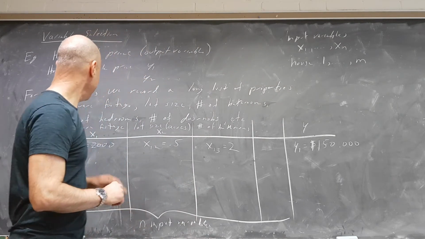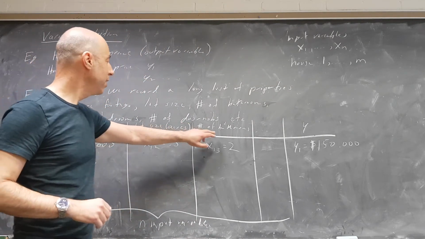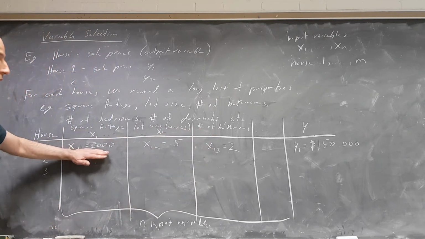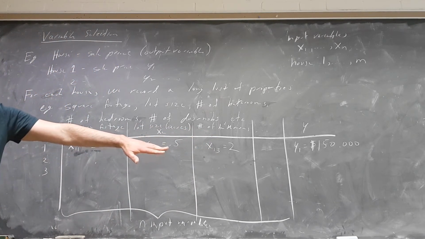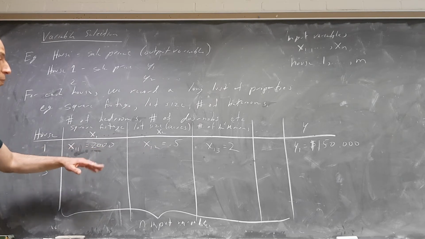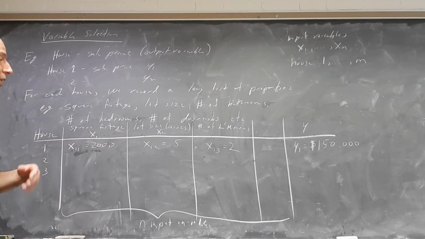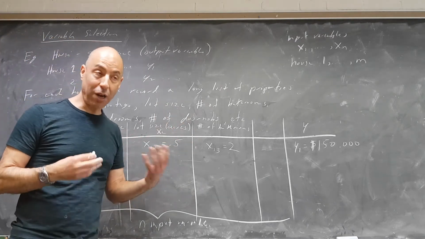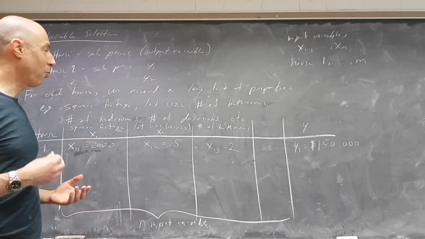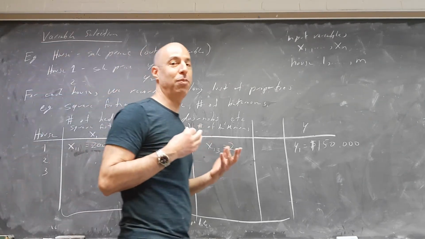Now, if we take a look at these variables, some of them are probably going to be quite important to y. And some of them probably won't be. The square footage, probably important. The number of bathrooms, probably important. The number of doorknobs, probably less important.